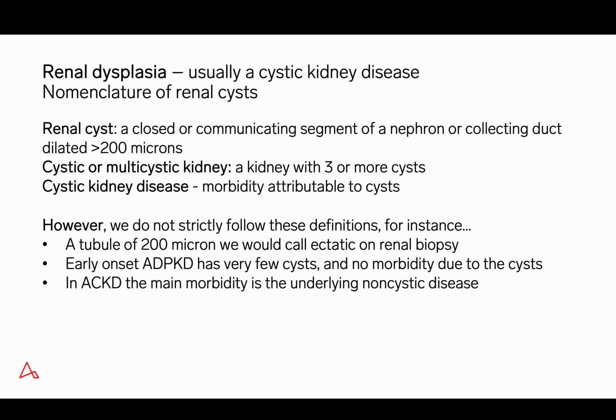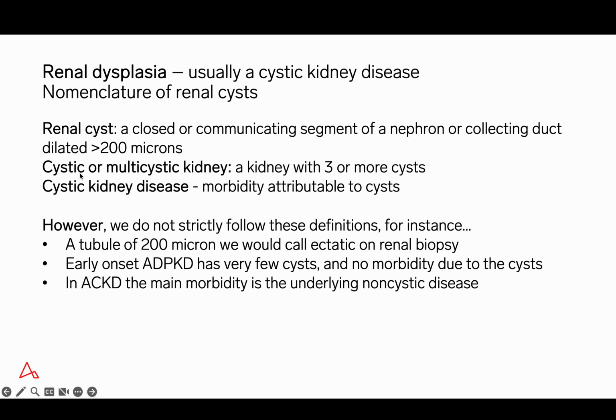Okay, the final entity I'd like to talk about is renal dysplasia. Renal dysplasia is most often cystic in nature, and therefore some nomenclature of renal cysts I think is in order. First, the definition of a renal cyst. It's simply defined as a closed or communicating segment of nephron or collecting duct dilated to greater than 200 microns.